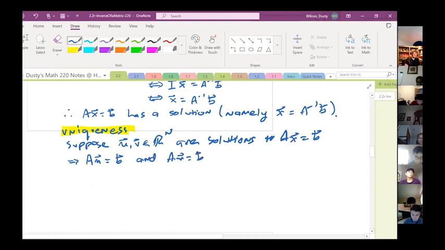Or in other words, AU equals AV equals B. Now, think about what we're trying to show. What we're trying to show is that U equals V. And right at this line, you can see a place where you see U's and V's on two sides of an equal sign. But the problem is that those A's are in the way. So what could we do to try to get rid of that A that's there on the left side?